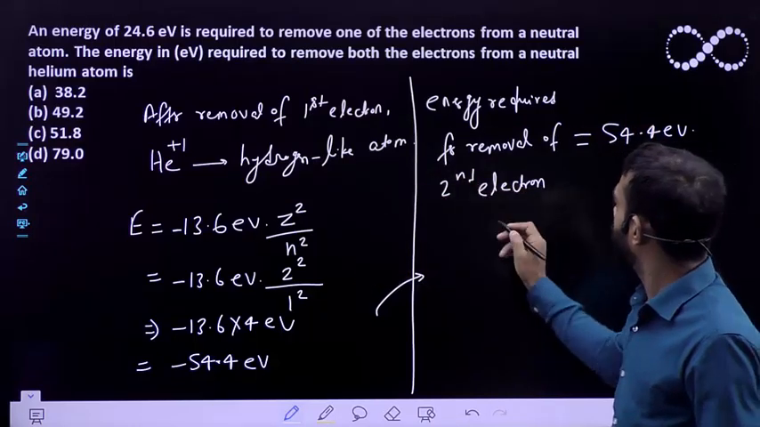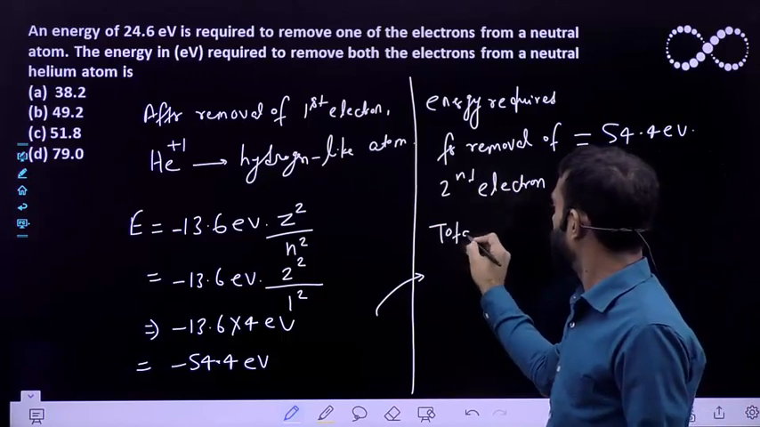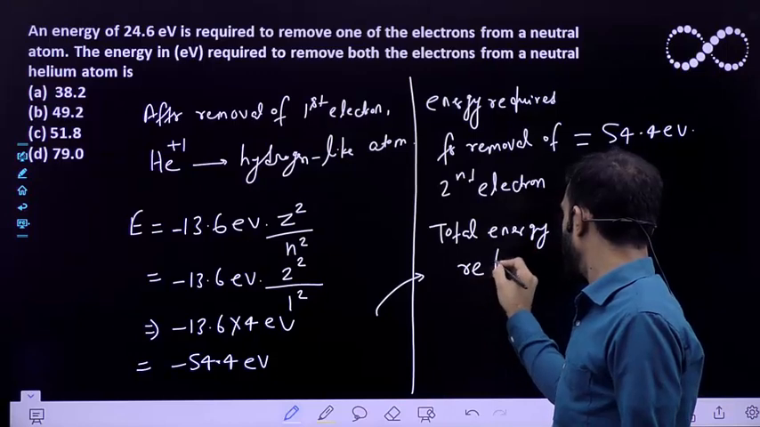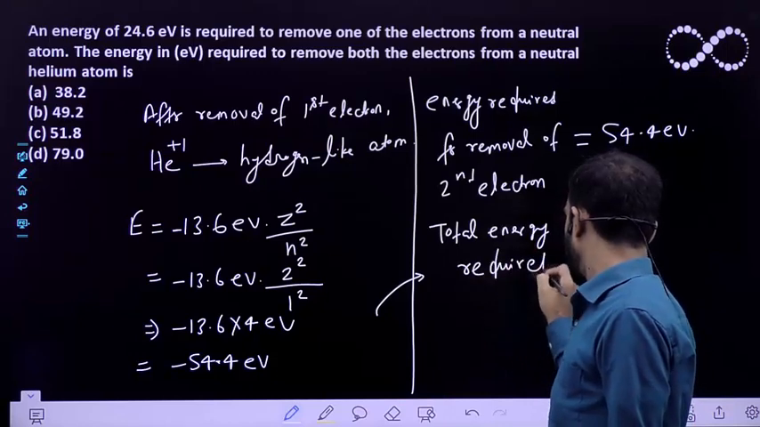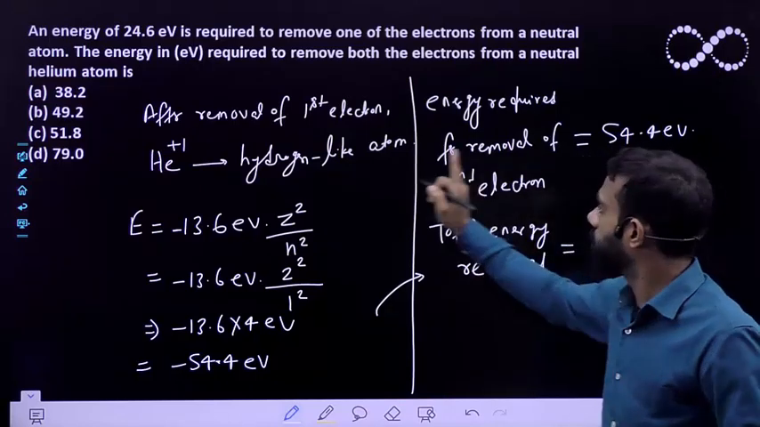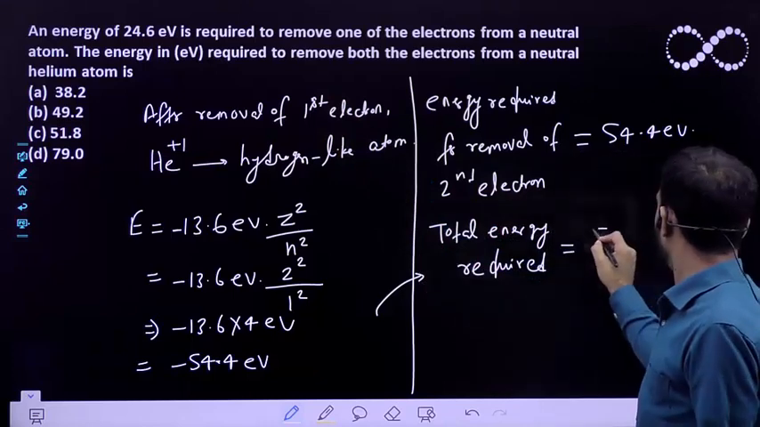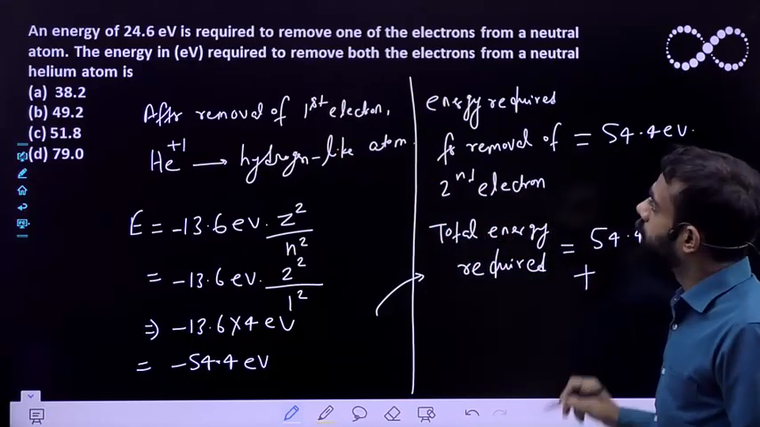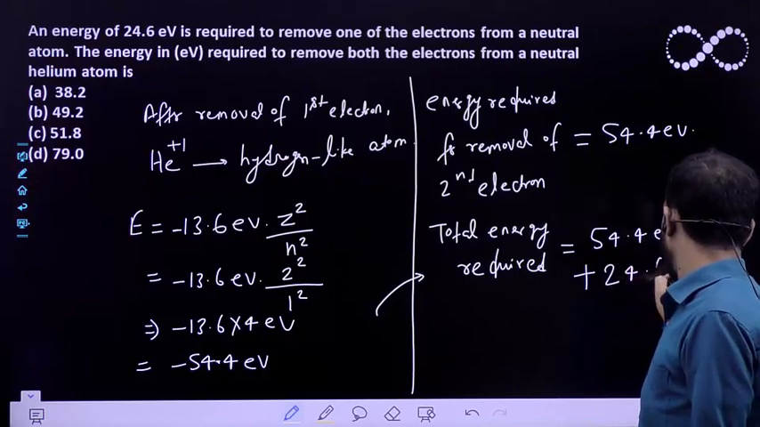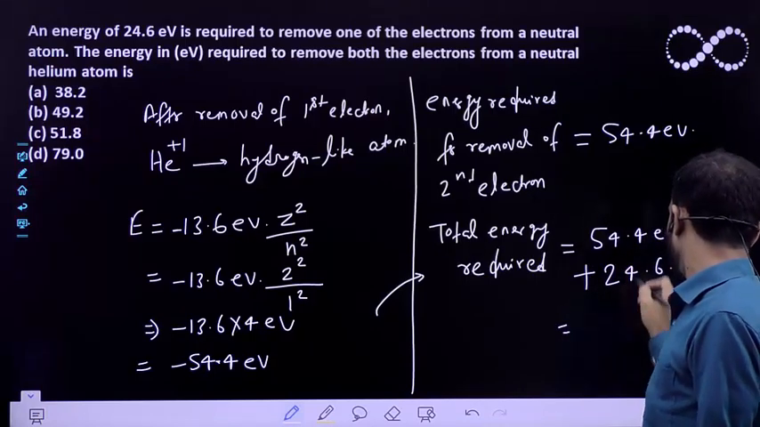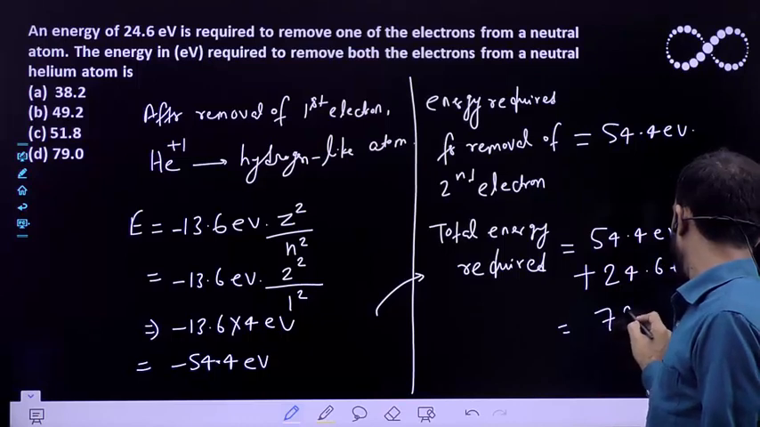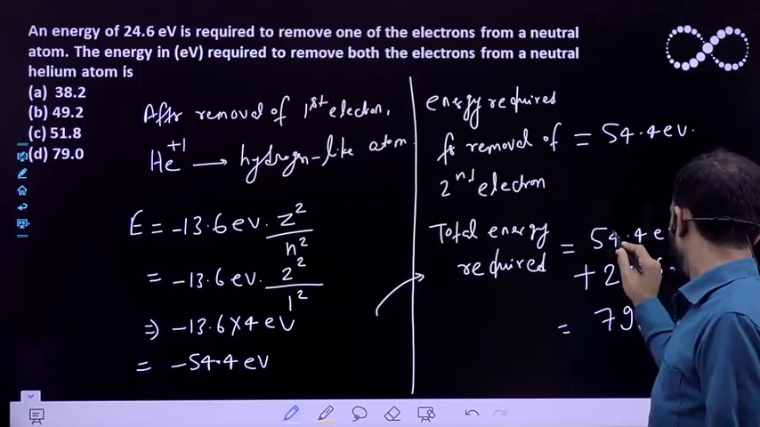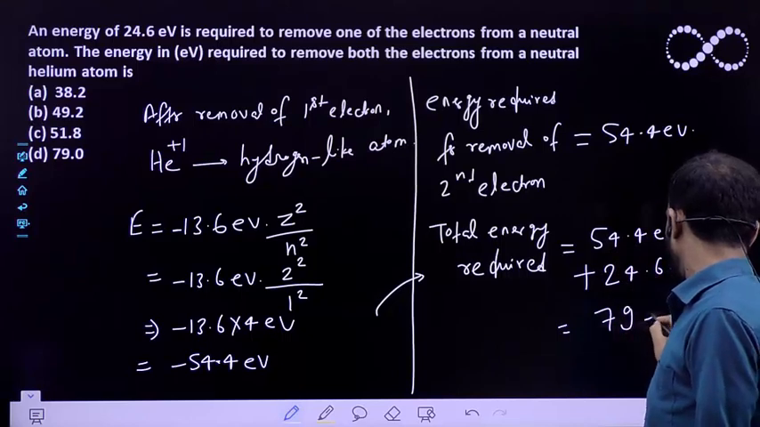So the total energy required, this is what is asked in the question, will be equal to this plus this. So that is equal to 54.4 electron volt plus 24.6 electron volt. So obviously you will get here 79, right, because 0.4 plus 0.6 will become 1, and this is becoming 78. So total is 79 electron volt.